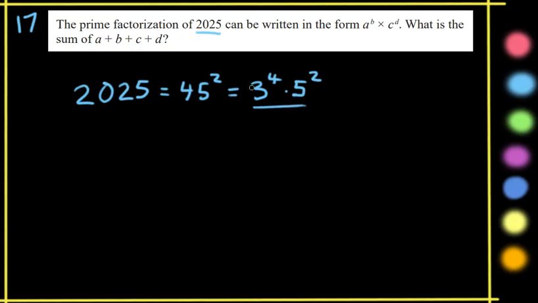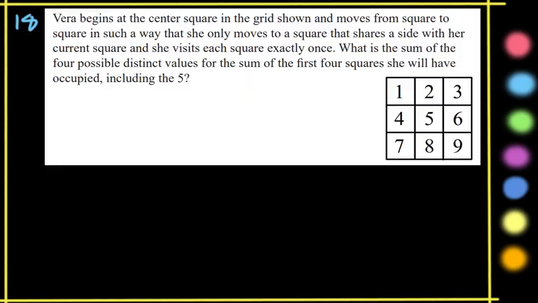And so from this, we can compute a plus b plus c plus d by just adding up all these numbers. 3 plus 4 is 7, 5 plus 2 is also 7. So we're going to have 14 when we add those four numbers up. Another cool thing is that 45 is a triangle number. So this is actually the sum of the first 9 integers squared. And that means that 2025 is actually the sum of the first 9 cubes. So that's pretty cool. All right.